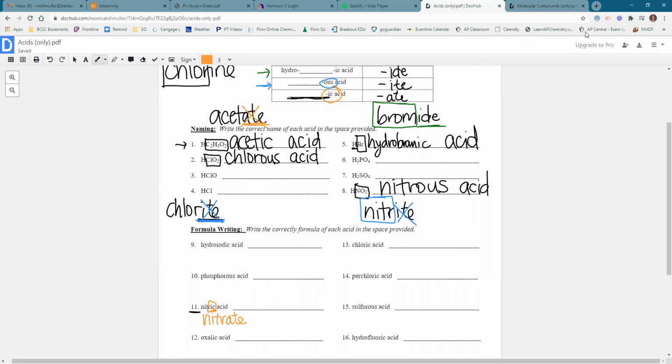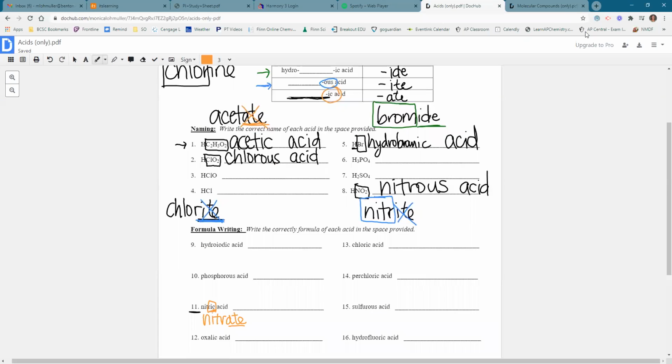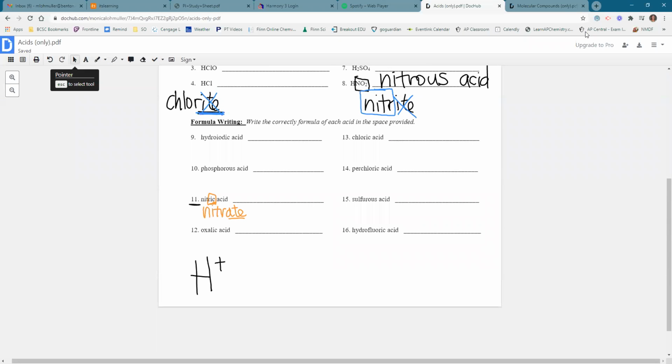And since it has the ATE ending, that means it's going to be on this list. Okay, and nitrate is number 12, NO3 minus 1. So we're going to combine the NO3 minus 1 with the H plus down here.